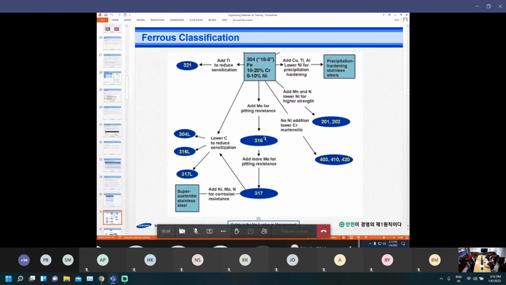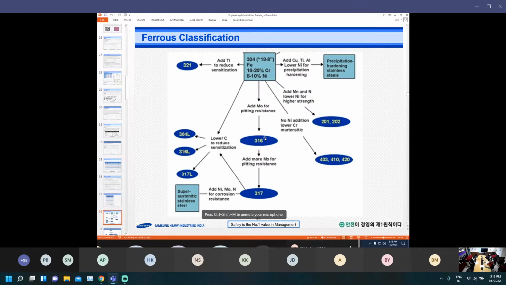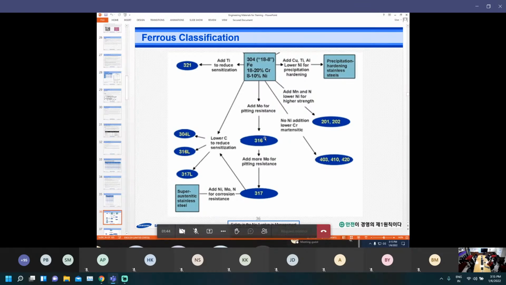Suppose you are adding some titanium. Titanium is good for the sensitization of any material. So it reduces the sensitization, and it becomes 321. If you are adding copper, titanium, and other nickel alloys, it becomes precipitation hardening stainless steel.